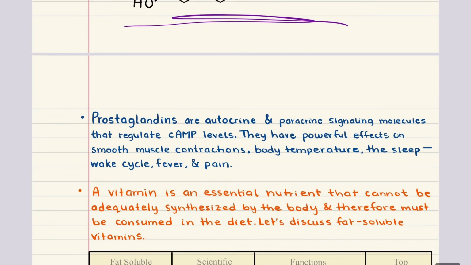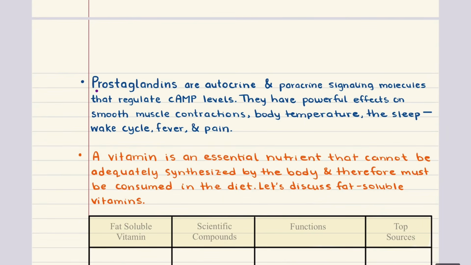Next up is prostaglandins. Prostaglandins are autocrine and paracrine signaling molecules, meaning they act locally, either on the same cell that produces them or on nearby cells.